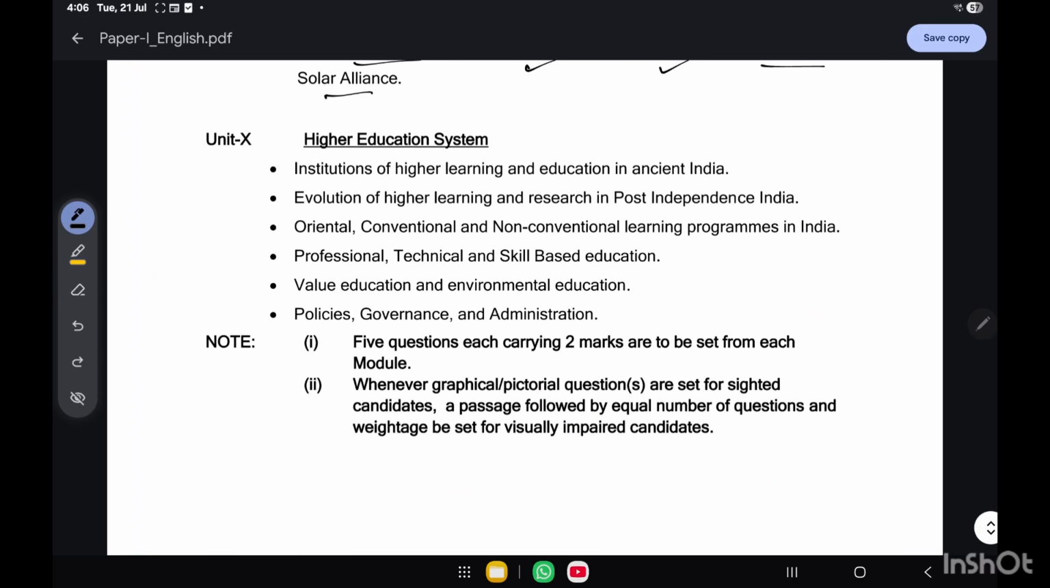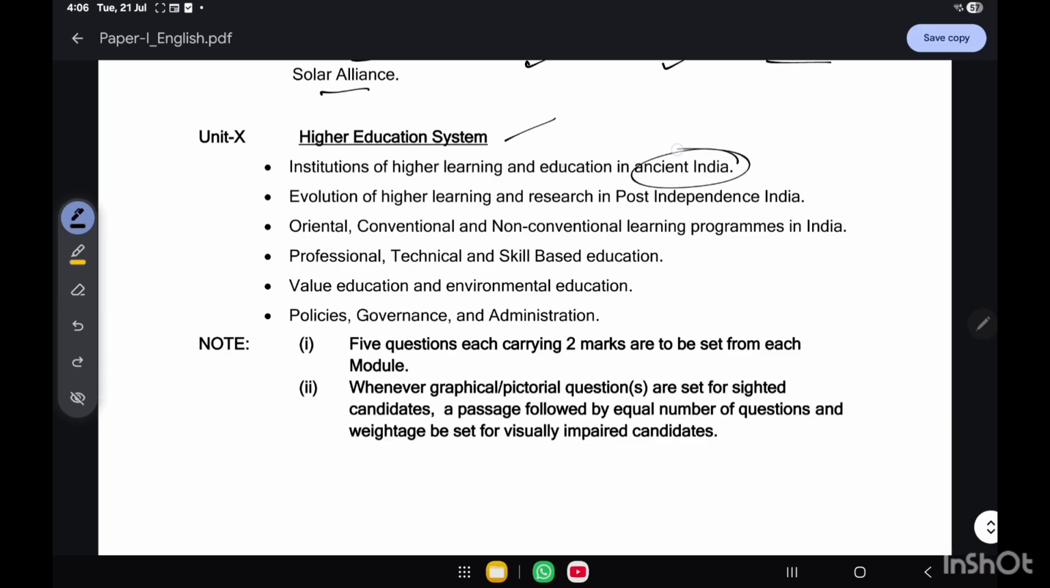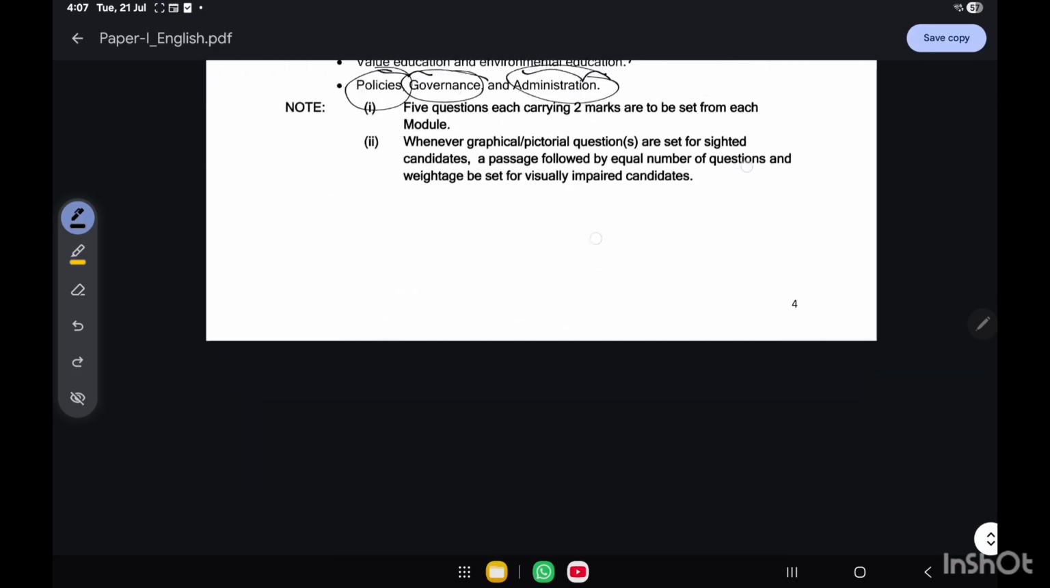And when it comes to unit 10, we're gonna learn about the higher education system. So how it was in ancient India, how it was in post independence India. Okay, whether oriental, conventional or non-conventional learning programs, how they have been conducted in India. What is skill based education, technical education, professional education, what are the differences between these, and what is environmental education, what is value education, and regarding the recent policies related to governance, administration, you're gonna learn.